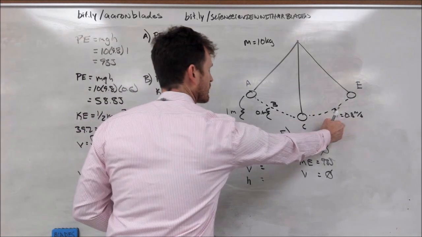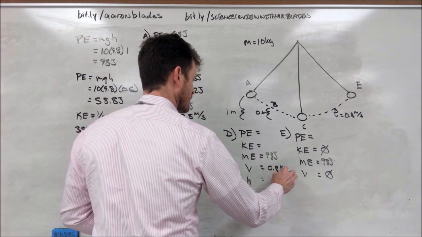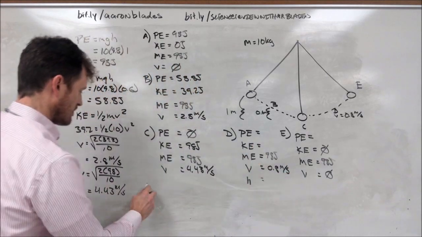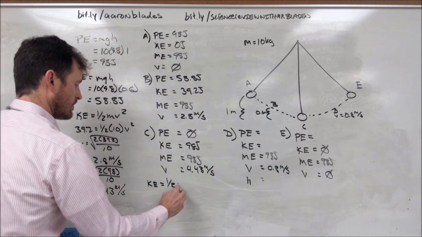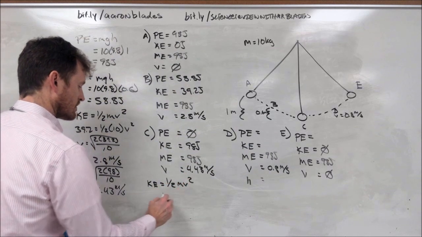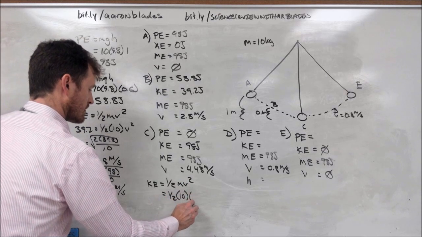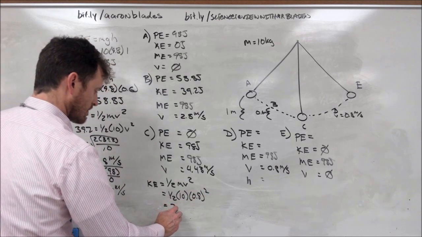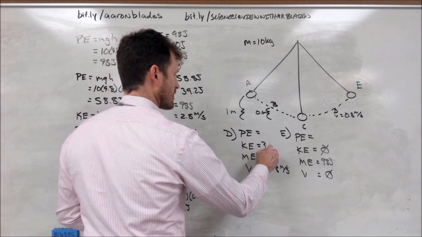For point D, we are given a velocity, so we can write that in, and we are calculating for the height. Since we were given a velocity, we can calculate our kinetic energy using our equation, 1/2 mv squared, 1/2 times 10 times 0.8 squared equals 3.2 joules of energy.